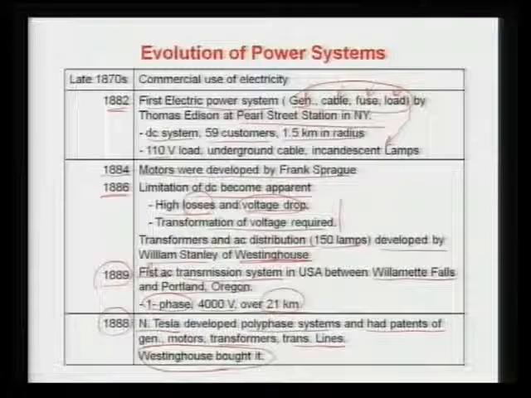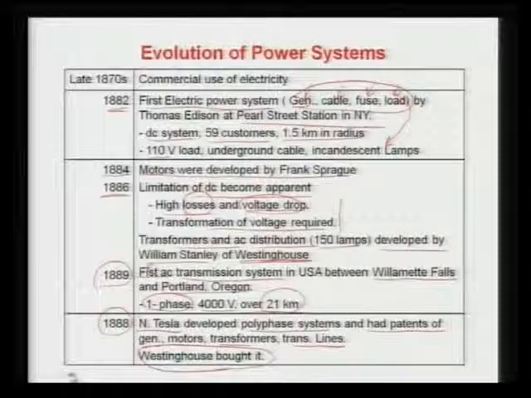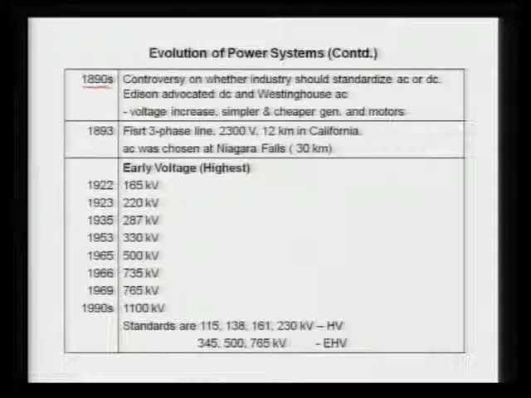So, AC and DC systems existed in parallel in different pockets all over the world, and the fight started over whether we should go for the AC system or the DC system. Due to the limitations of the DC system, AC won the race, and the DC system slowly phased out. In the 1890s there was controversy over whether the industry should standardize on AC or DC. Edison, who championed DC, favored DC. However, Westinghouse, who had a lot of patents on the AC system, championed AC.